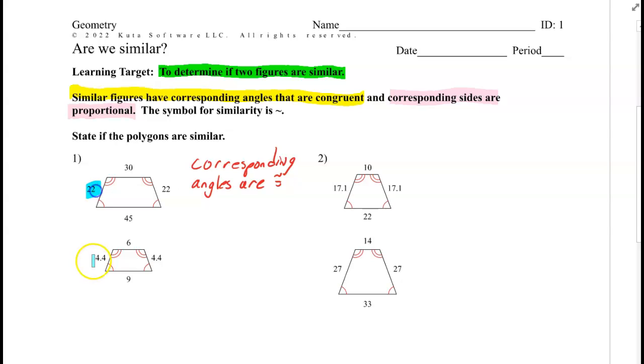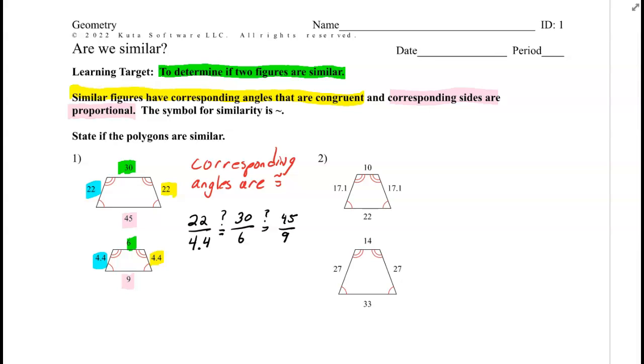So we can see that the 22 goes with the 4.4, the 30 goes with the 6, the 22 goes with the 4.4, and the 45 goes with the 9. So what I need to do is check, is 22 over 4.4 the same as 30 over 6? And is that the same as 45 over 9? Technically I have another 22 over 4.4, but since I already have that, I don't need to rewrite it.